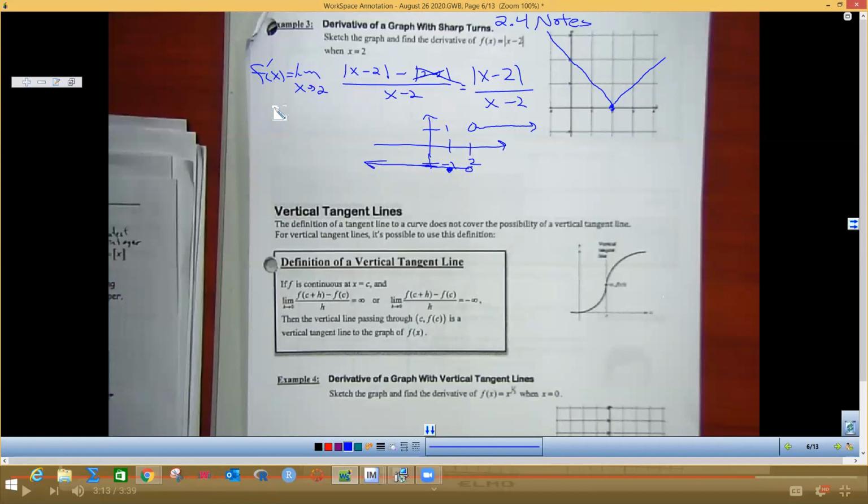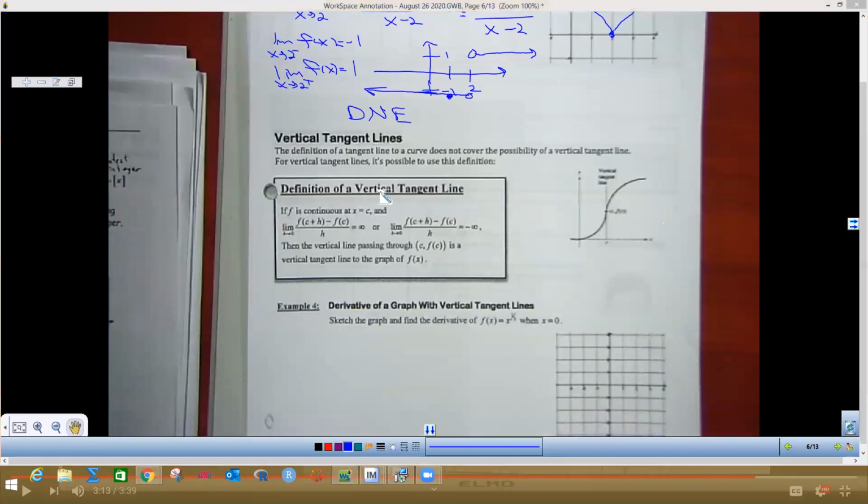So if I do the limit as x approaches 2 from the left of this function, coming this way, I get negative 1. And if I do the limit as x approaches 2 from the right side, I get positive 1. So what that means is this limit does not exist. So something that we're going to learn here is that the limit, or the derivative, at a sharp turn does not exist. You cannot find a derivative at a sharp turn. And this whole section is about where derivatives do not exist.